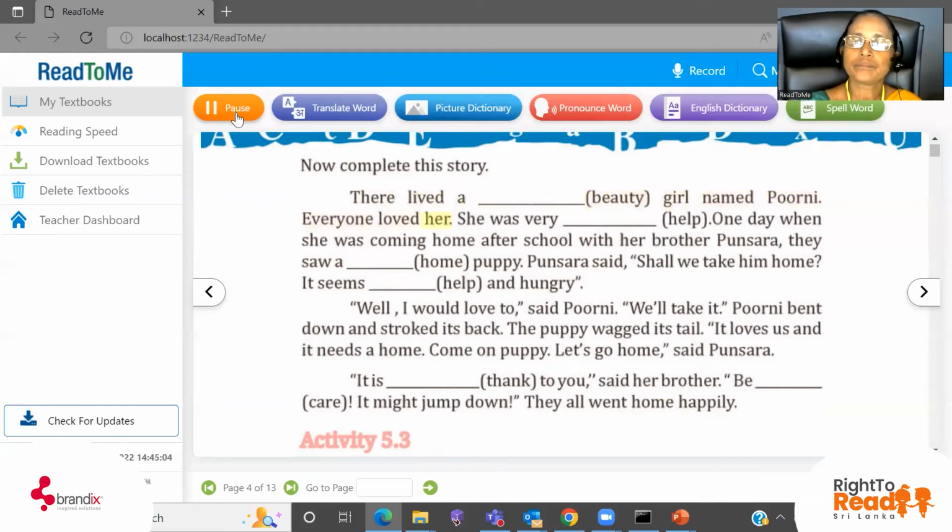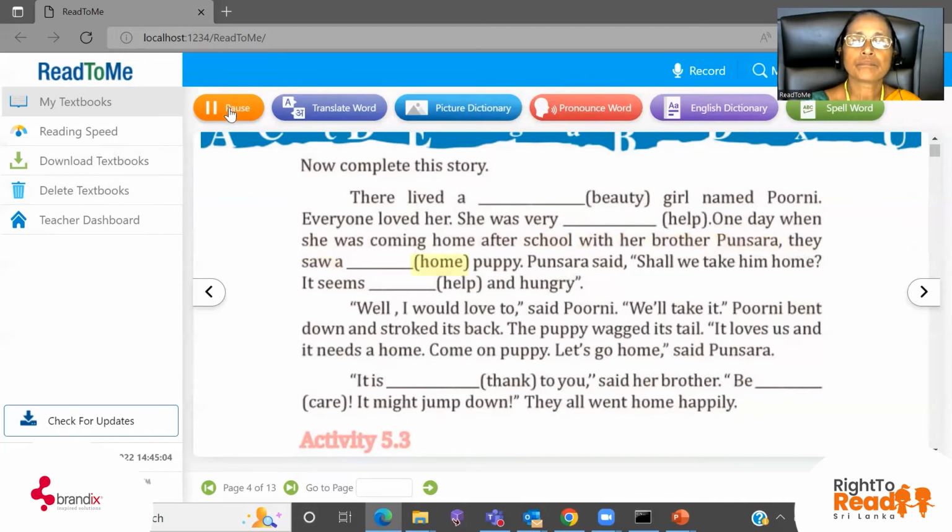Everyone loved her. She was very help. We can't say she was very help. What is the word we can use? She was very helpful. Helpful. One day when she was coming home after school with her brother Pansara.